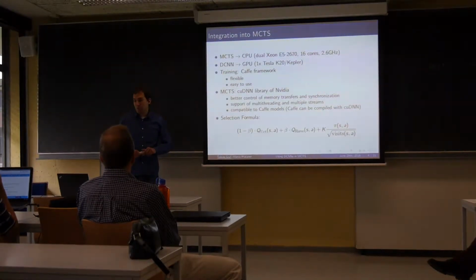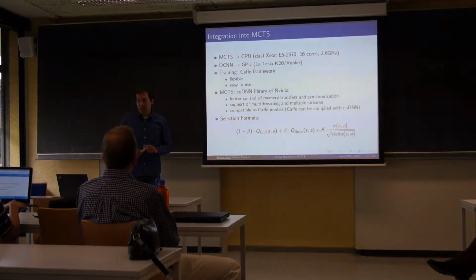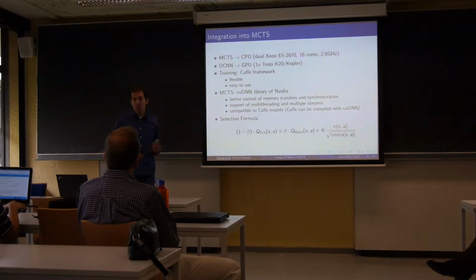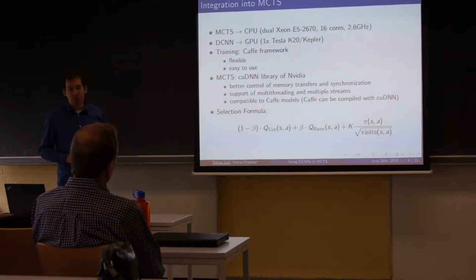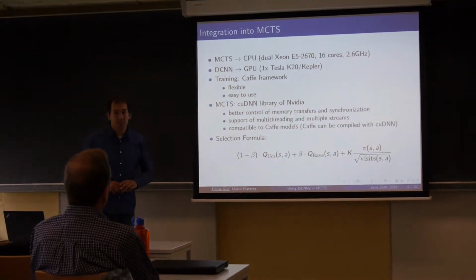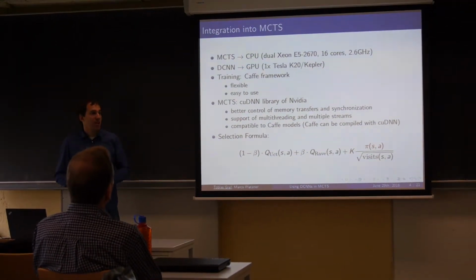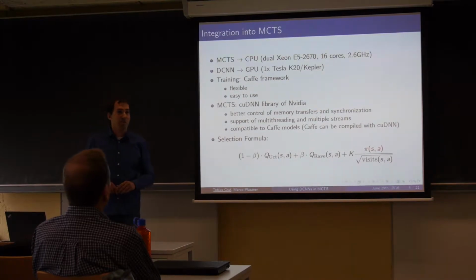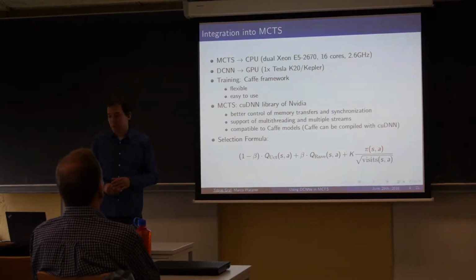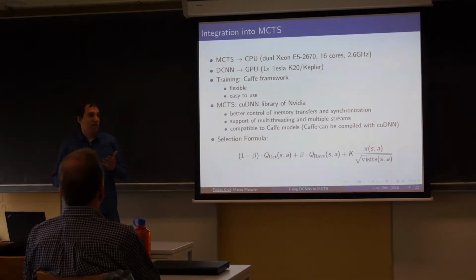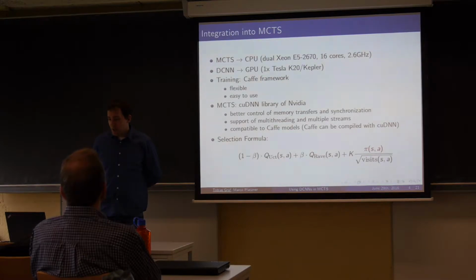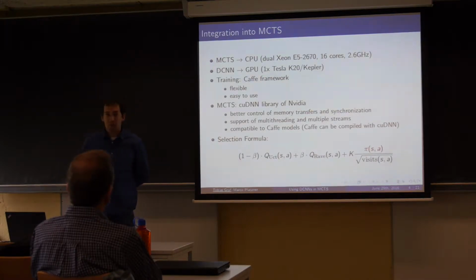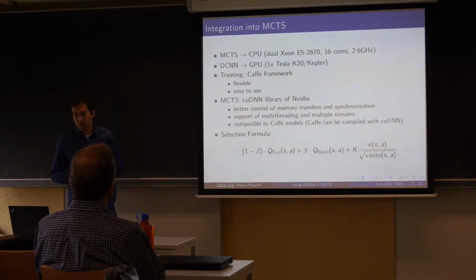Monte Carlo tree search programs, and we limited ourselves to a normal CPU, where the Monte Carlo tree search runs, and one GPU, a Tesla K20. It's still using Kepler, so it's quite dated and not the fastest available on the market, but it's built into our cluster, where some older GPUs are built in. For training, we use the Caffe framework, which is quite popular.